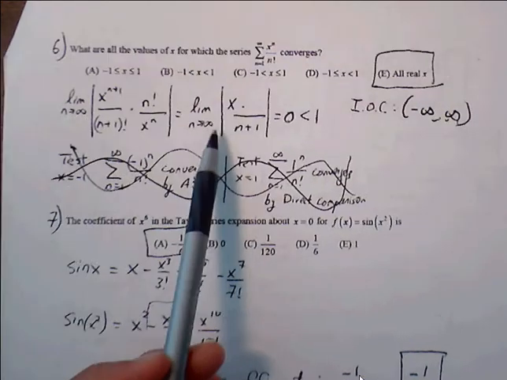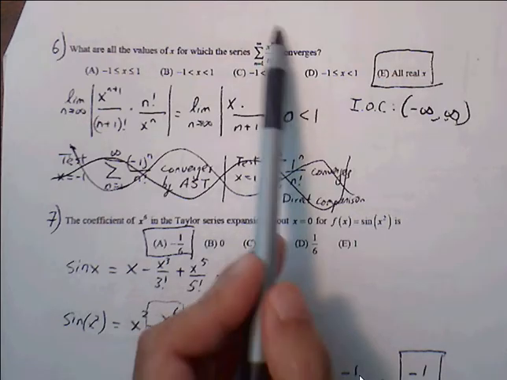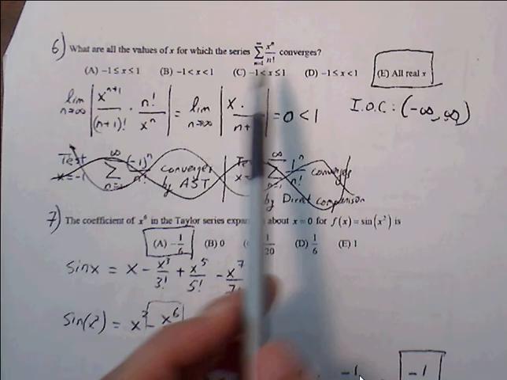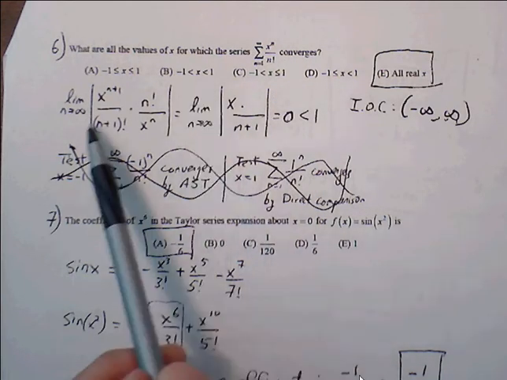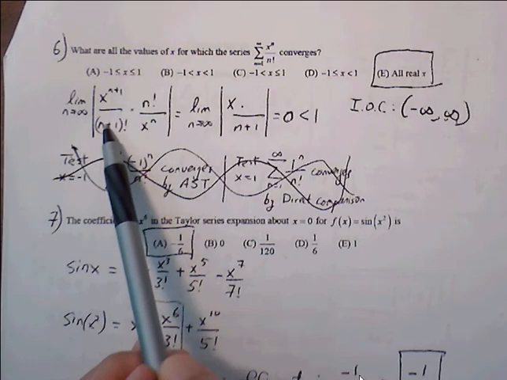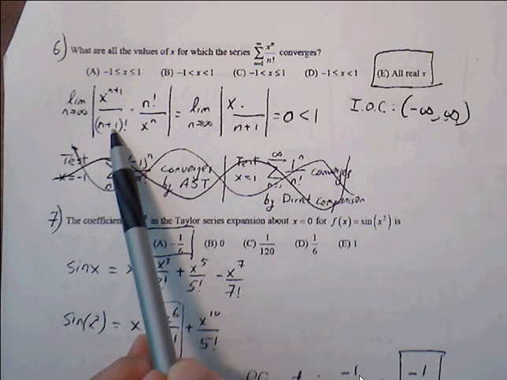Okay, last page. Okay, what are the values for x for which the series will converge? So we want to go through the ratio test. So ratio test, limit as n approaches infinity of a sub n plus 1 divided by a sub n. So a sub n plus 1, replace each of the n's with n plus 1, divided by a sub n.